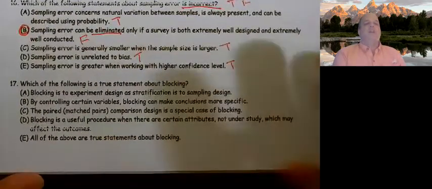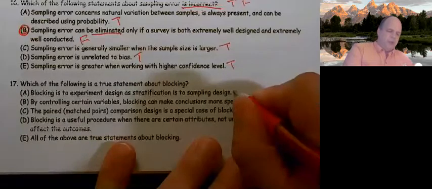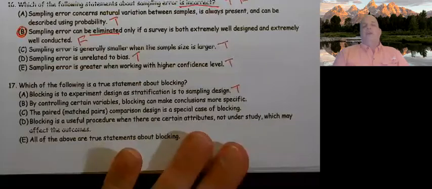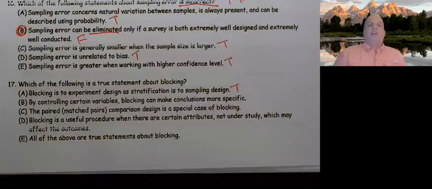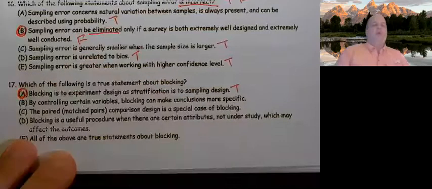Which of the following is a true statement about blocking? Blocking is to experimental design, and stratification is to sampling design. That is completely true. Blocking is just like stratification. You break it into a group based on known characteristics. You may have males on one side and females in another group, freshmen in one group, sophomores in a group, juniors and seniors in separate groups. All right, so 17 is going to be A.